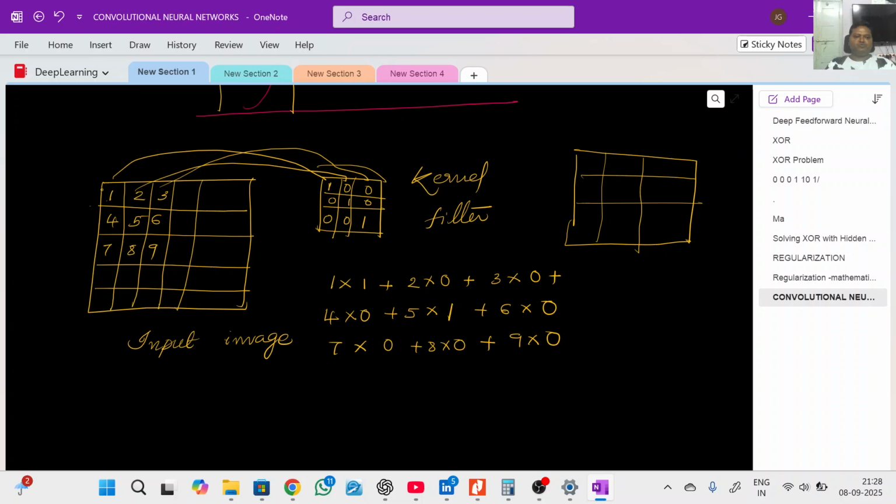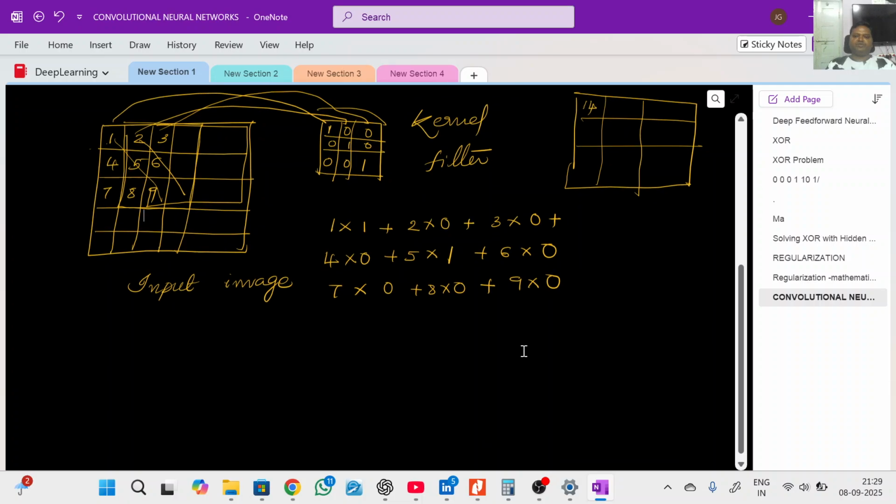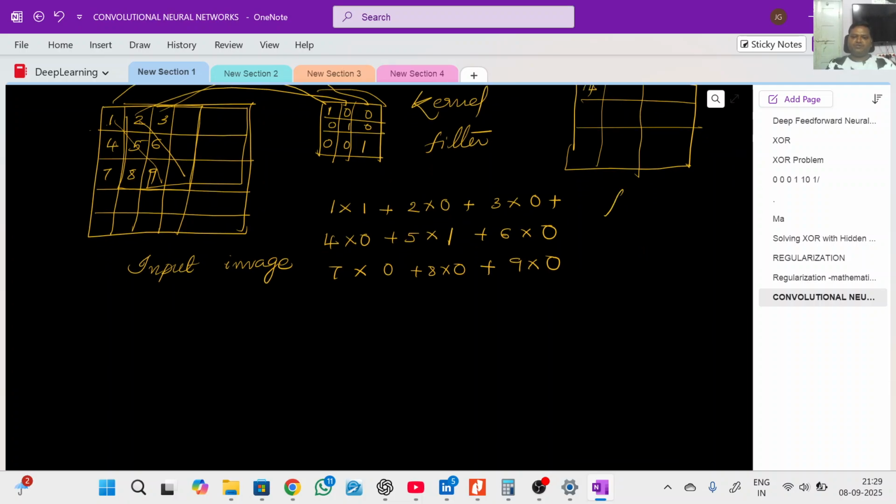So what is this value? Only diagonals will be 1, remaining all things will be 0. So it will be 1 plus 5 plus 9, 14 will come here. Similarly, then I'll keep my filter in this region. Again, the diagonal values will be preserved. And I will place my filter here. So what I'm doing, I'm convolving one over the other. This is known as convolution. And this output is known as feature map.